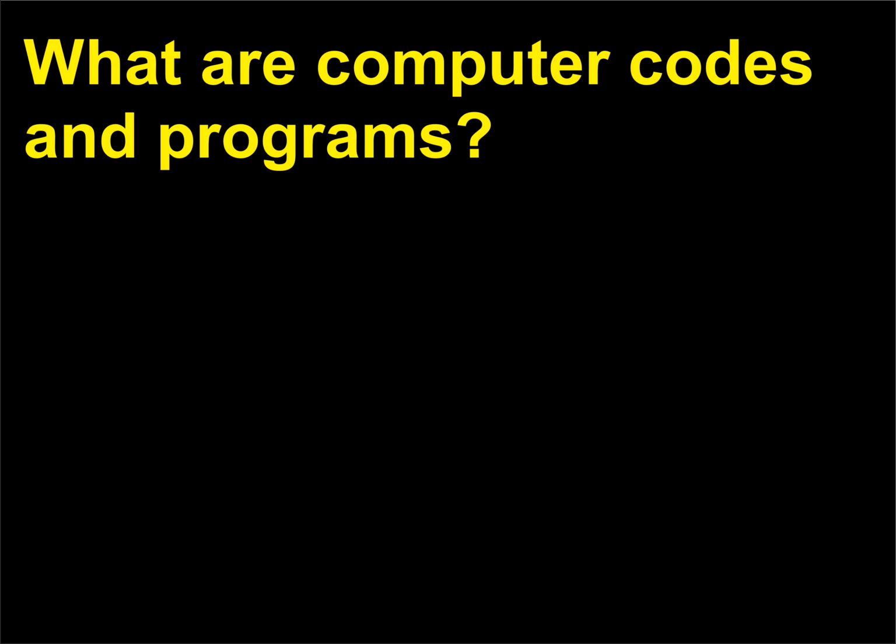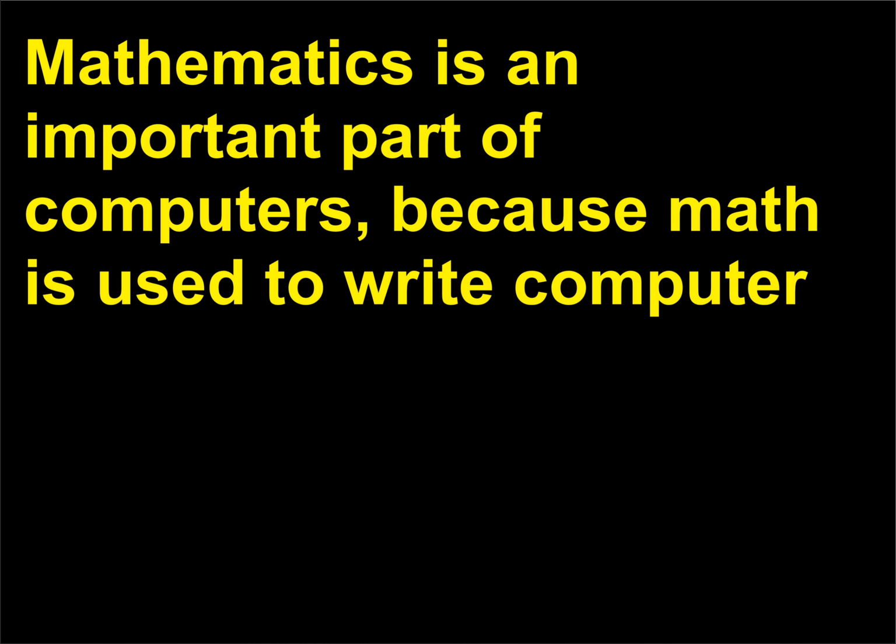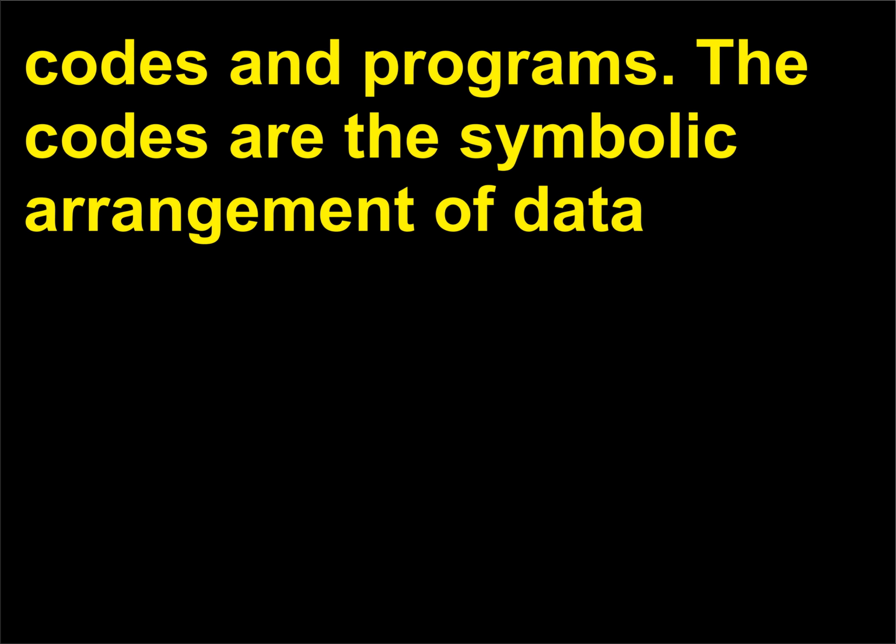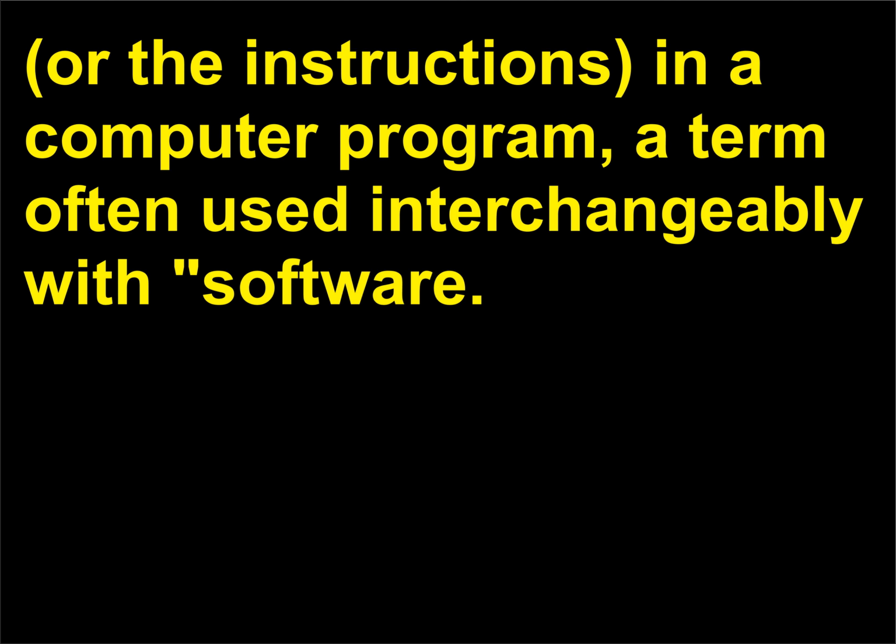What are computer codes and programs? Mathematics is an important part of computers, because math is used to write computer codes and programs. The codes are the symbolic arrangement of data, or the instructions, in a computer program, a term often used interchangeably with software.